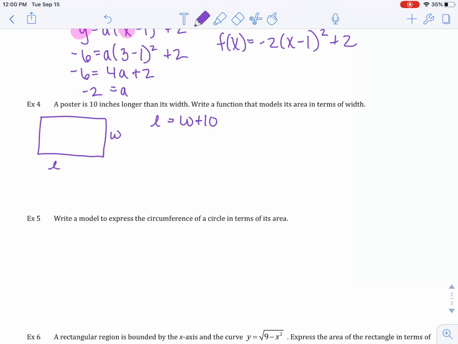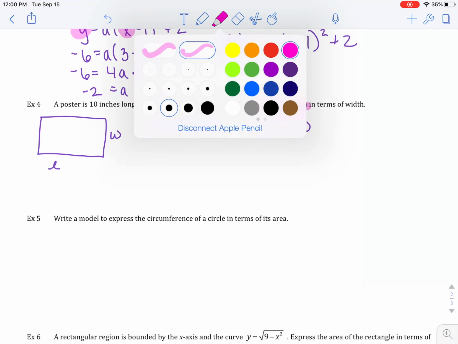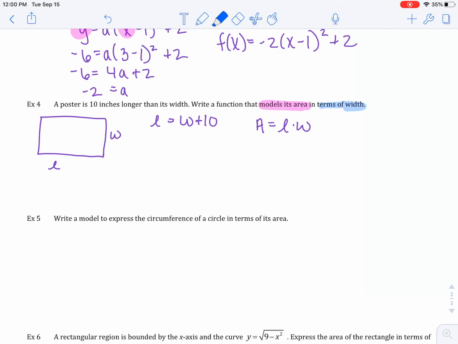Write a function that models the area. At that point, I would stop. When I say write a function that models its blank, you stop there. So area, at that point, I go down and I actually write the function that represents area, length times width. Okay. At the end, it says, what do I want to plug into that? I want everything into that purple equation of area with width.